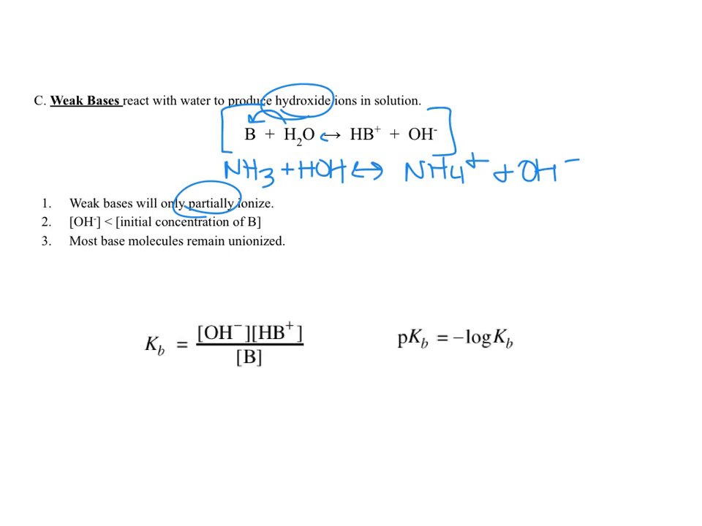Weak bases only partially ionize, and so that hydroxide ion concentration is going to be less than the initial concentration of the base, just like with our acids. And most of them remain unionized and remain together as just the base molecule. And so now I have my Kb values, which show the ratio of products to reactants based on the equation for the ionization of our base.